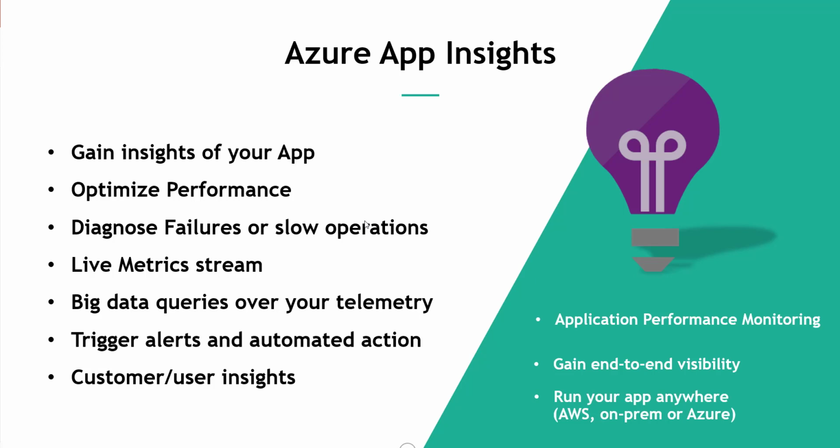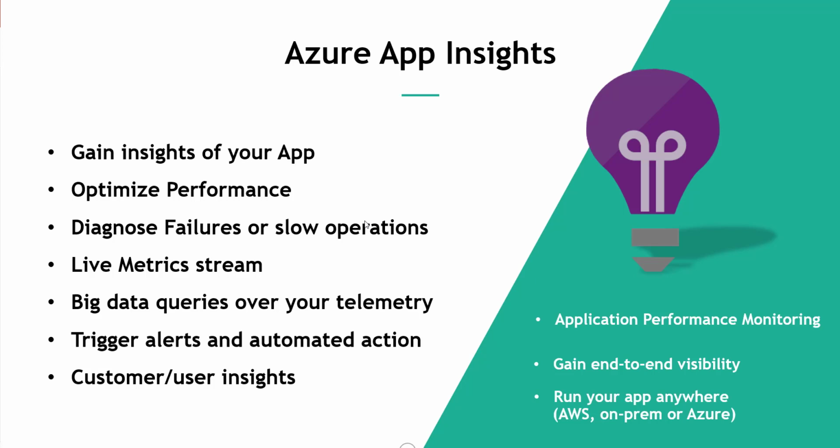The benefit of using App Insights is that you gain inside-out visibility of your application, how it performs, and you can see if you have any bottlenecks, slow operations, and failures. You can also get some live metrics, like who's accessing your application. And you can run big data queries over your telemetry. All the telemetry is stored for about 30 days, and you can run queries and see whatever telemetry you want to get.